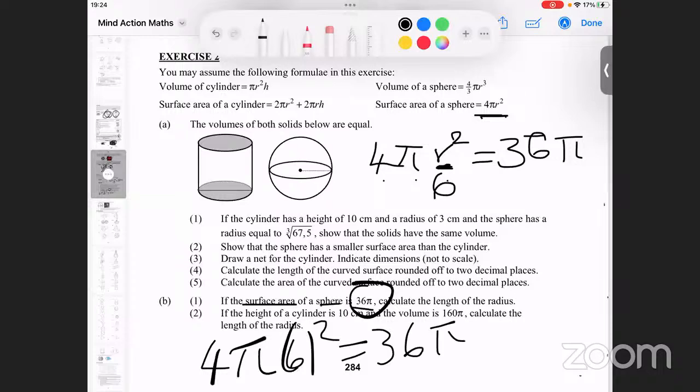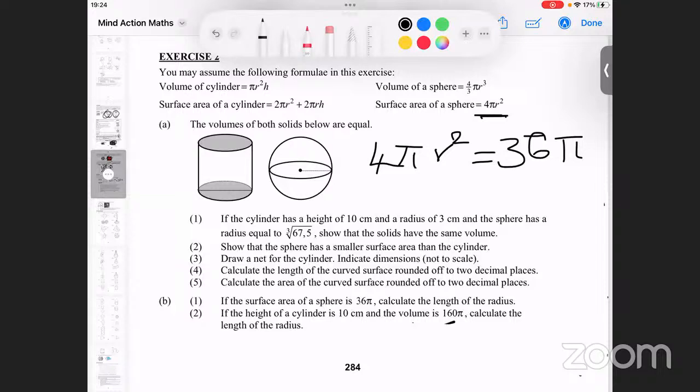So now we want to calculate for this. We're just going to put r here because we don't know the value of the radius. So we're going to say 4 pi r squared is equal to 36 pi, okay? Now we're going to solve for r. Are we all together? Yes, ma'am.